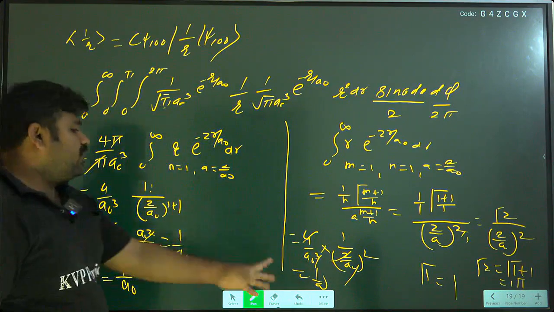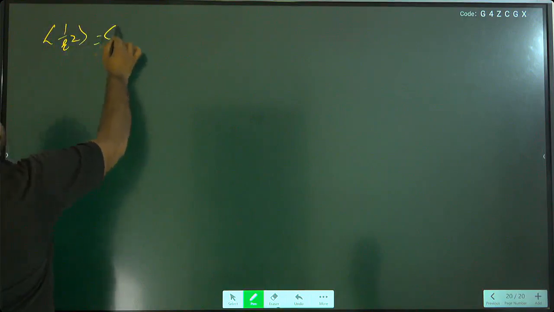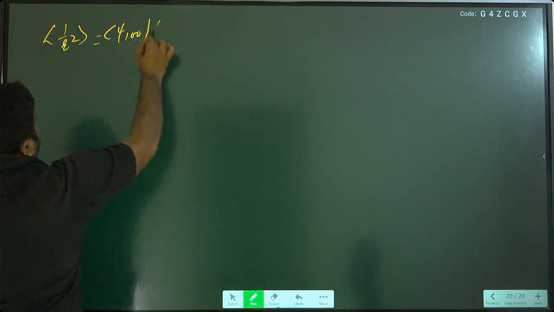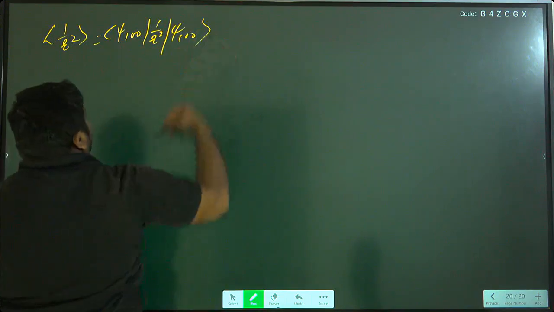Expectation value of 1 upon r is equal to 1 upon a naught. Next, expectation of 1 by r square. Expectation of 1 by r square is equal to psi 100, 1 upon r square, psi 100.